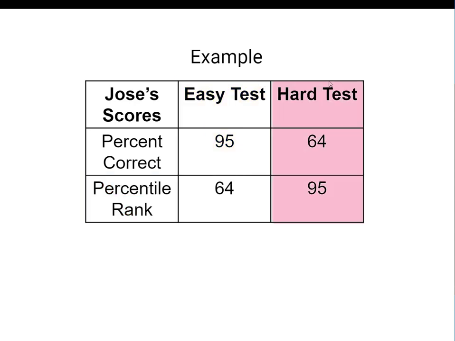On the hard test, let's just say that Jose got a 64%. If he scored in the 95th percentile rank for that test, it means that he did really, really well on this test. He did as well or better than 95% of all test takers. Even though he got a low score, that's still much higher than what the majority of the group received.